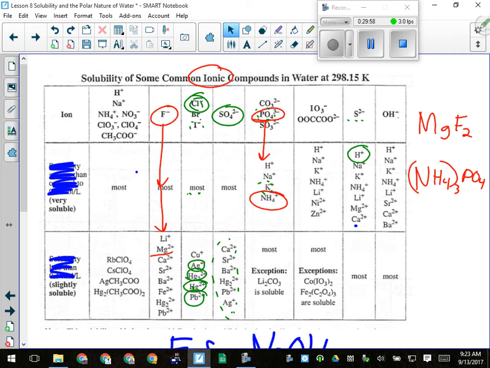All right, we'll also be using this as part of our reactions lab because in our reactions lab, a few of our reactions will produce precipitates, and then we'll have to identify what those precipitates are, okay? And that can be done using this chart.